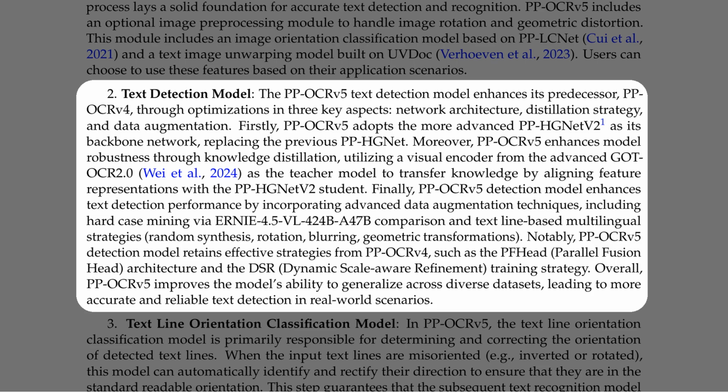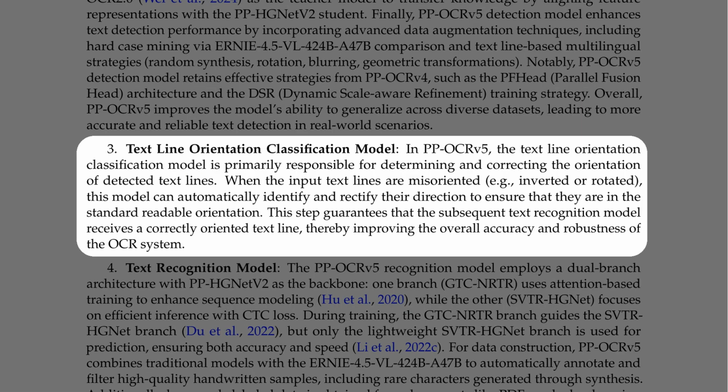3. Text line orientation classification model. In PaddleOCR v5, the text line orientation classification model is primarily responsible for determining and correcting the orientation of detected text lines. When the input text lines are misoriented, e.g., inverted or rotated, this model can automatically identify and rectify their direction to ensure that they are in the standard readable orientation. This step guarantees that the subsequent text recognition model receives a correctly oriented text line, thereby improving the overall accuracy and robustness of the OCR system.